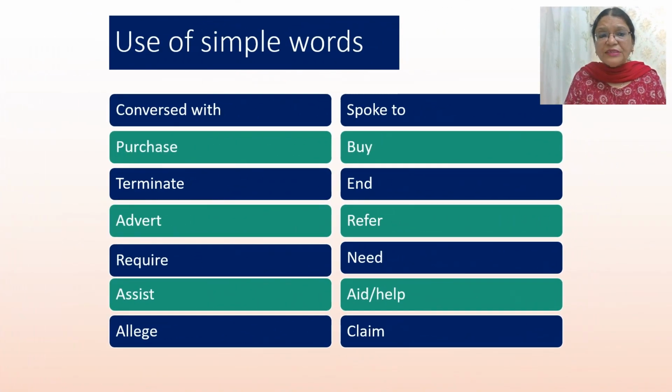So use simple words. Converse with. Instead of saying converse with, you can say I spoke to. Purchase में you can say buy. It's a simple word. Terminate, you can say end. Advert, you can say refer. For require, you can use the word need. For assist, you can use the word help. And for allege, you can use the word claim. There are other words also, but this is only for your example.